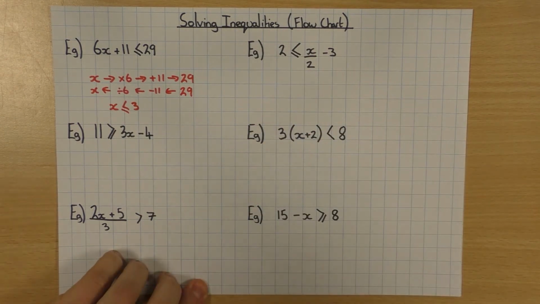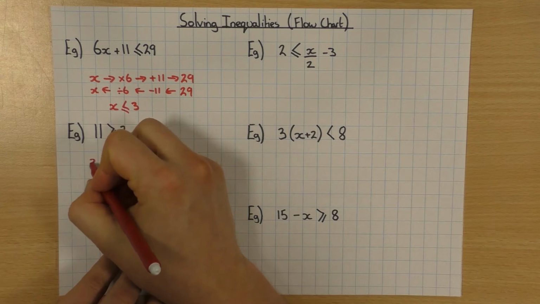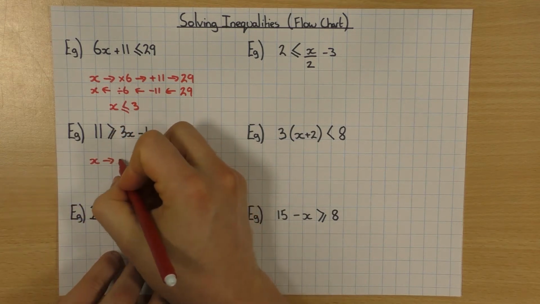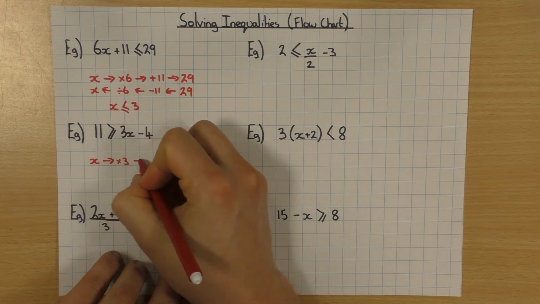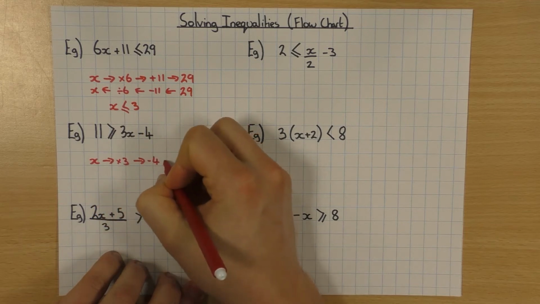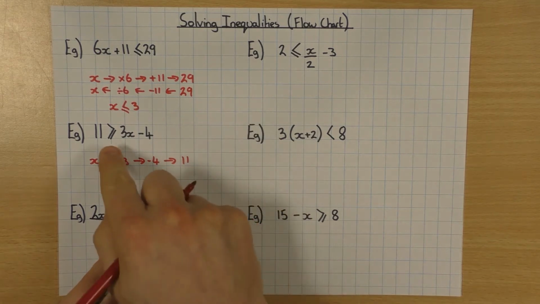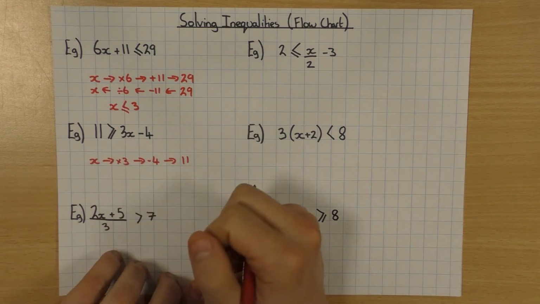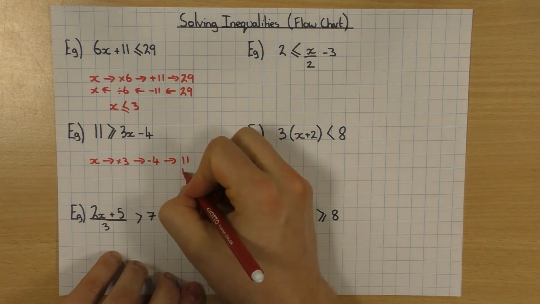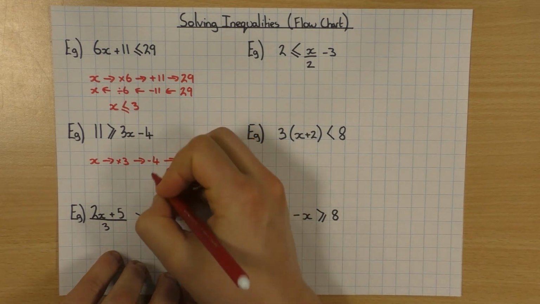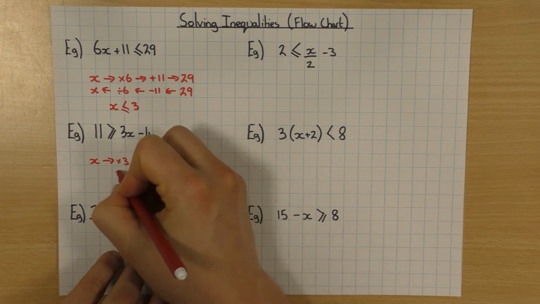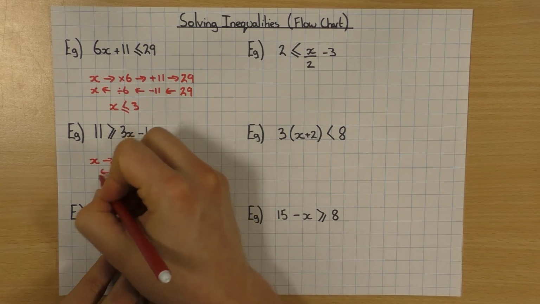So let's go for the second one. Again, I'm going to draw the flowchart. So I have x, I times it by 3 first, then I take away 4, and then I get 11. So don't be put off if it's on the other side. Just do the flowchart exactly the same as if it was the other way around. Reverse the flowchart then, so go backwards, do the opposite. So I plus 4, and I divide by 3, and I get back to x.